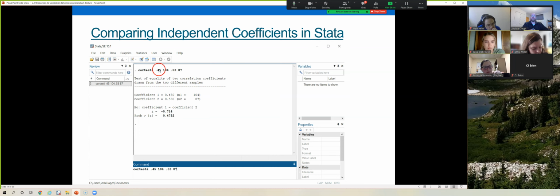So here we're wanting to compare. We've got a correlation of 0.45 with a sample of 104 in the first one. Compare that against a sample correlation of 0.53 and a sample of 87 in my second one. If I load this up, it gives me a z statistic of negative 0.714, a p-value of 0.475. So, Matt, what would I conclude, at least in terms of my null hypotheses based on that test?